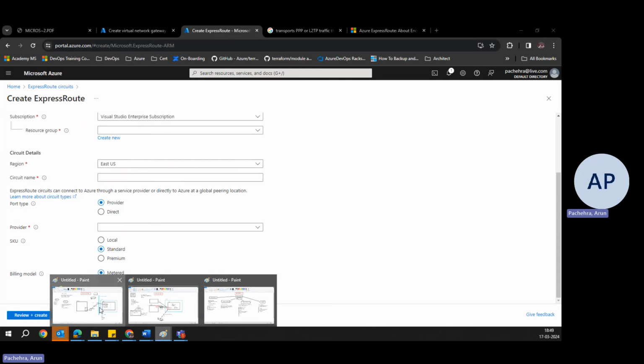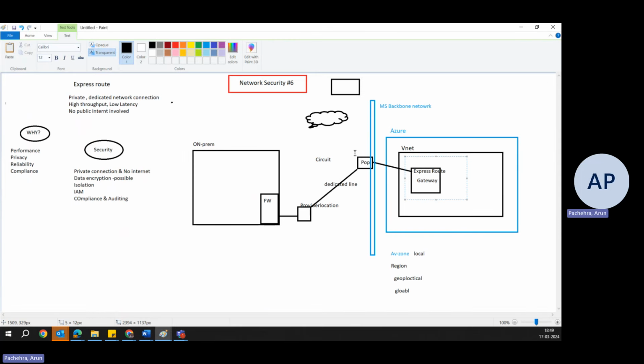And where is the circuit in our scenario? Here, this is the circuit, and this is the gateway. The gateway will have the information of the circuit. The circuit has the information of all this and all this. So that's how it's connected, and these are all the security aspects.